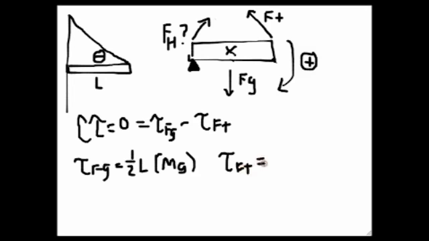Now let's look at the torque due to force of tension. R in this case is L because the force of tension is applied at the full length of the rod away. We only care about the force that is perpendicular to the lever arm, so we'll have to use sine theta.